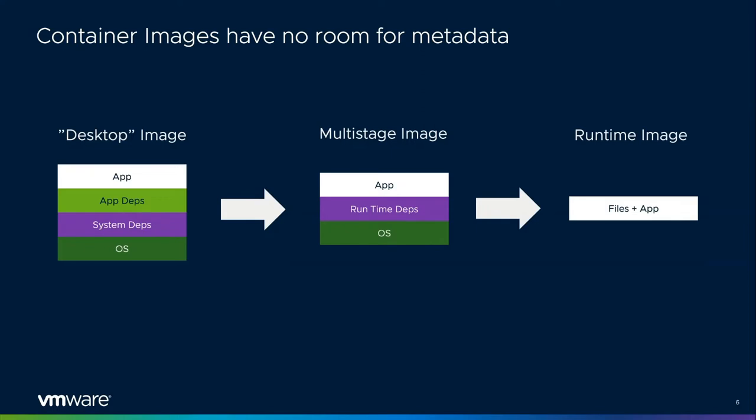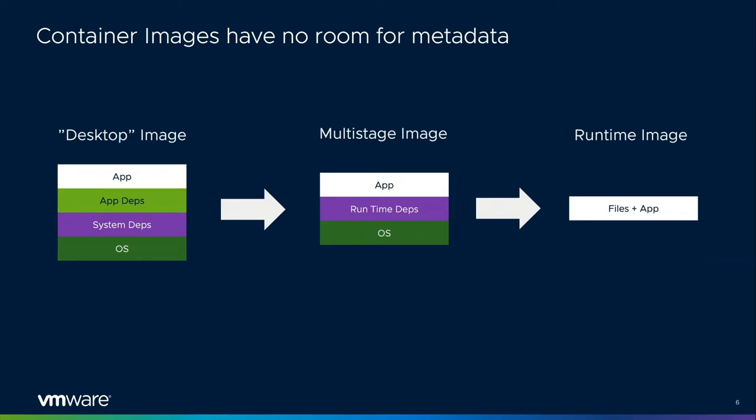But all this metadata makes the container too large. And too large containers make it difficult to deploy them and distribute them. To reduce the size of the container, we use this thing called multistage Docker builds.